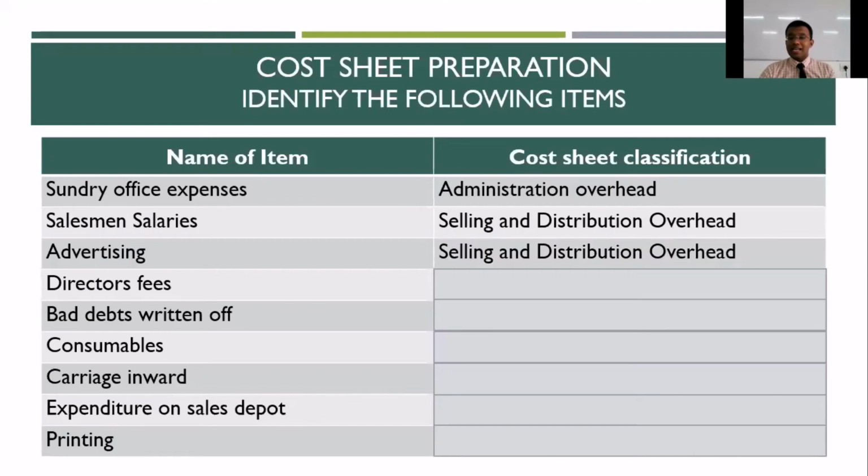So again, selling and distribution overhead. Director's fee. Okay, so you may have a director. The director is a part of your office administration, so that will be an administration overhead. Bad debt written off.